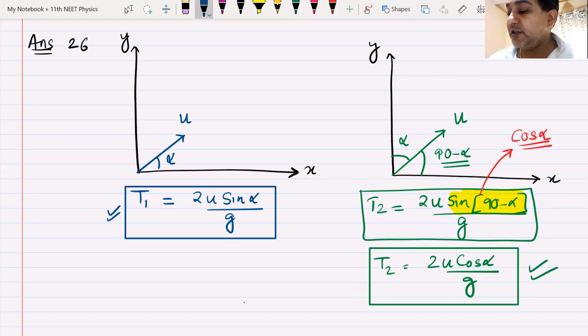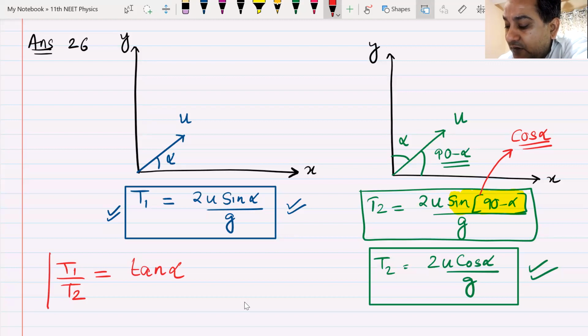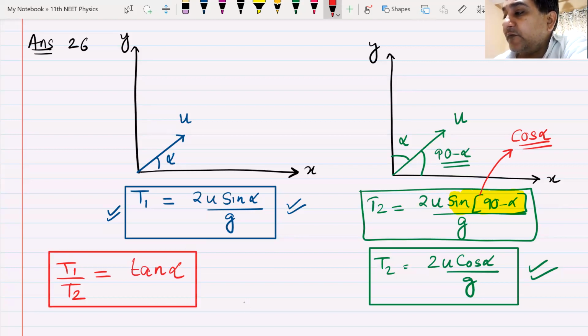Your T1 is 2u sin alpha divided by g. Now you can divide them and find the ratio T1 by T2. What will be the answer? Anyone? Yes, Niharika, T1 by T2 will be, oh, I've written tan of theta. I should have written tan of alpha, and that is our final answer.